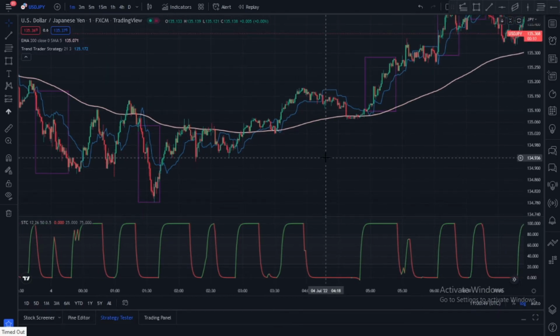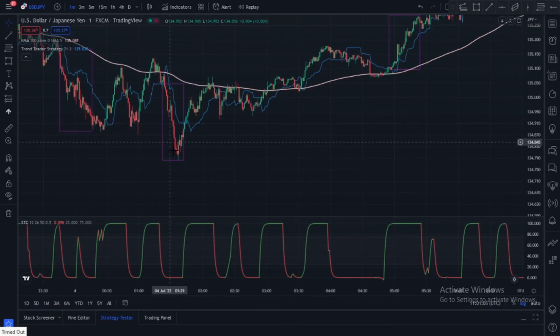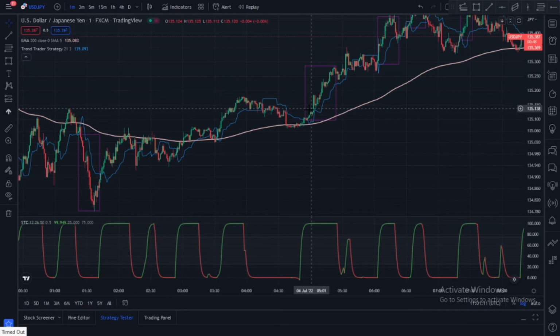For example, if the price is below the EMA and also closes below the Trend Trading Strategy indicator, and at the same time the STC indicator is at the ceiling and its color is red, we take a short position. If the price is above the EMA and also closes above the Trend Trading Strategy, and at the same time STC is at the bottom and its color is green, we take a long position.